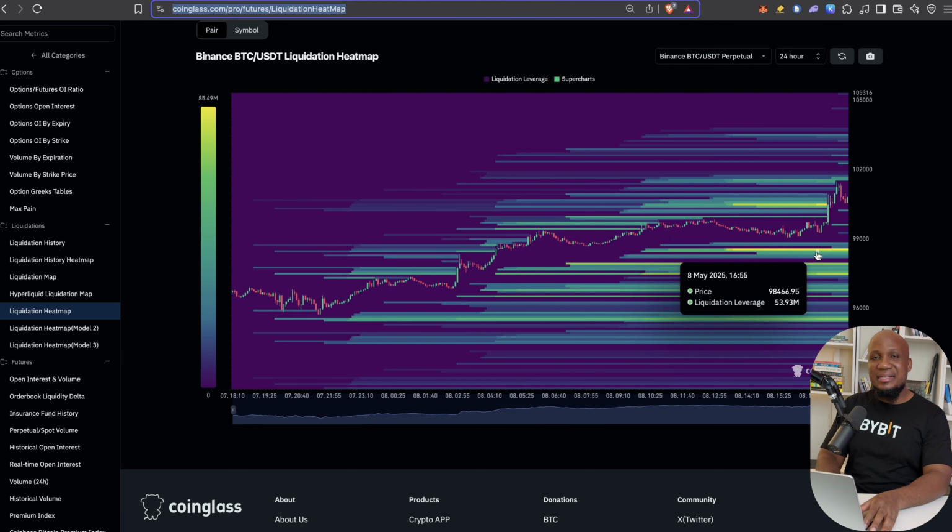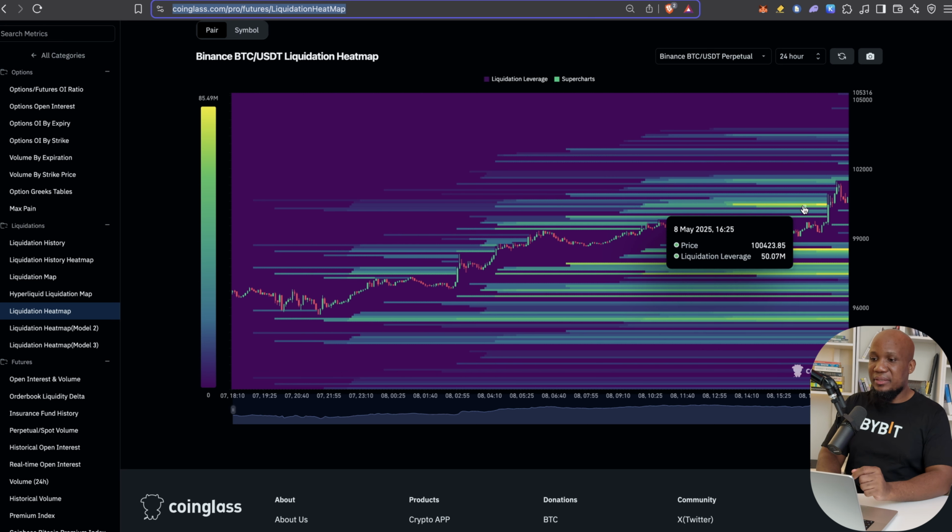And the best part is that the indicators will always tell you where the market is headed next. Now you can see here at $100,423, there were a lot of people who were being liquidated. At this key point, you can see over $77 million that was liquidated on the market. On this specific line alone, over $77 million.